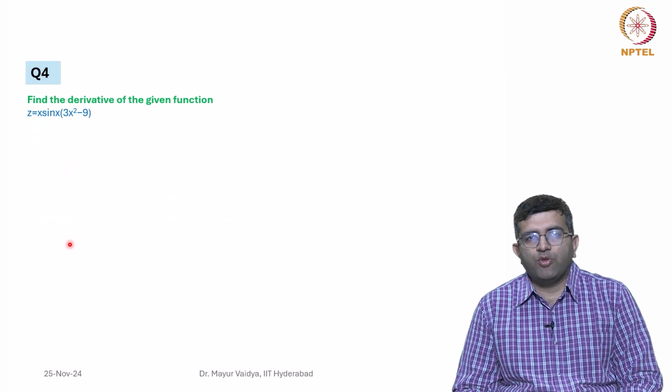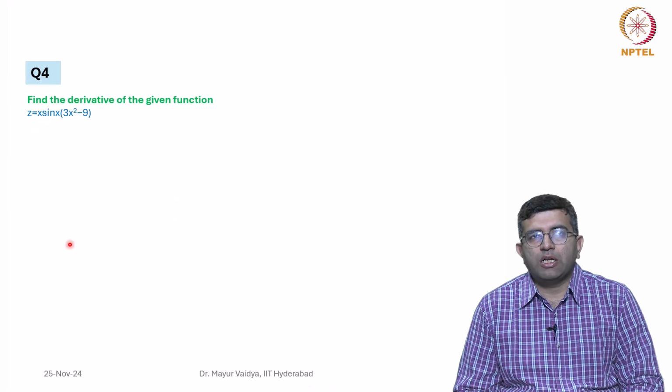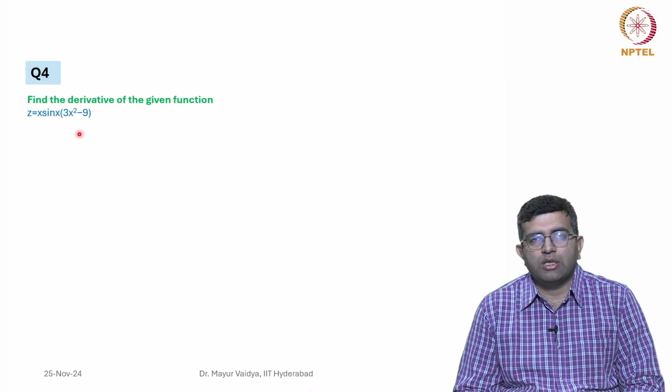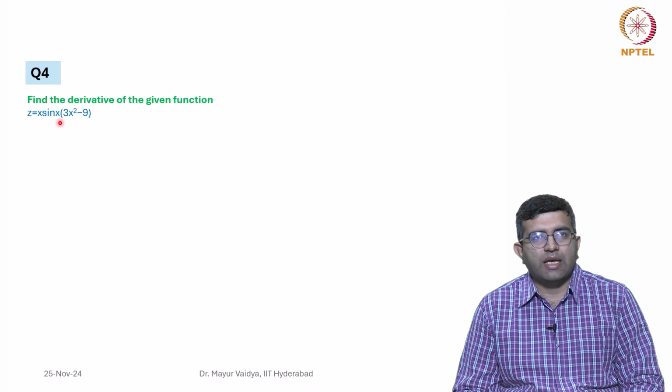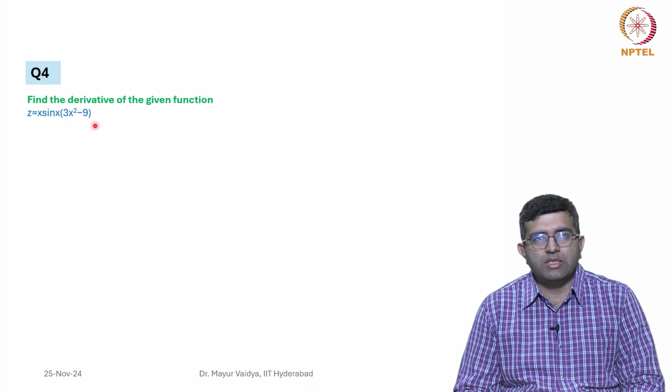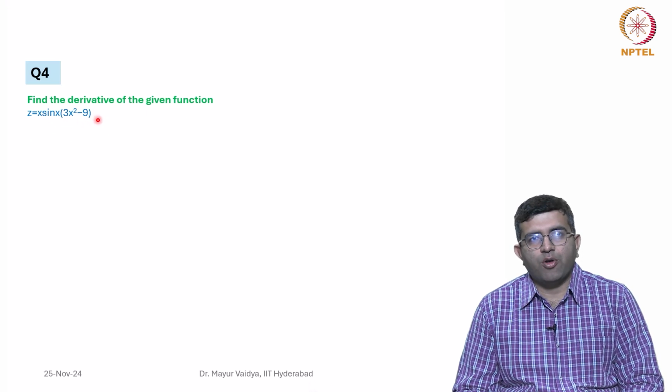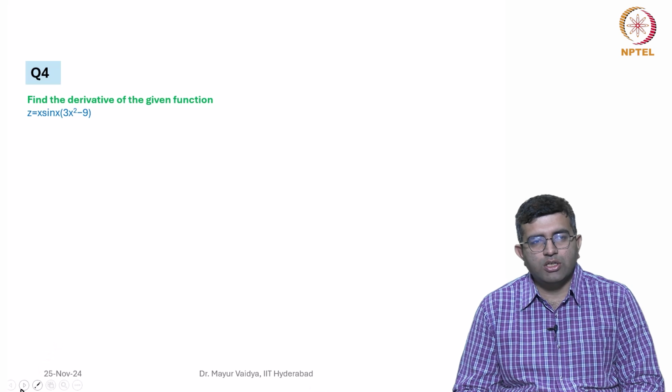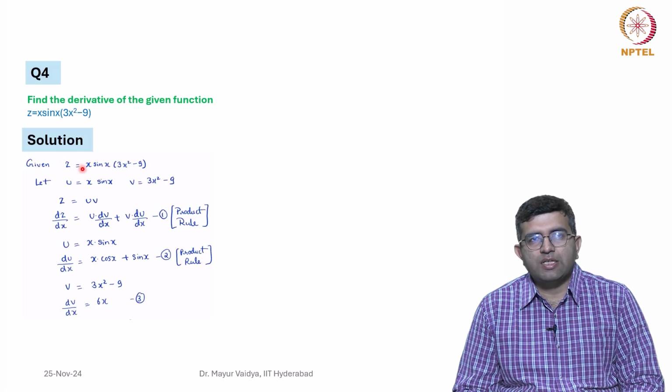Now, a few problems related to some of the mathematical concepts that we saw this week. The first is to find the derivative of this function, which is x sin x into 3x square minus 9. Remember that this is a product of different functions. To simplify, let us take u is equal to x sin x, and v is equal to 3x square minus 9. So, your z is now u into v.